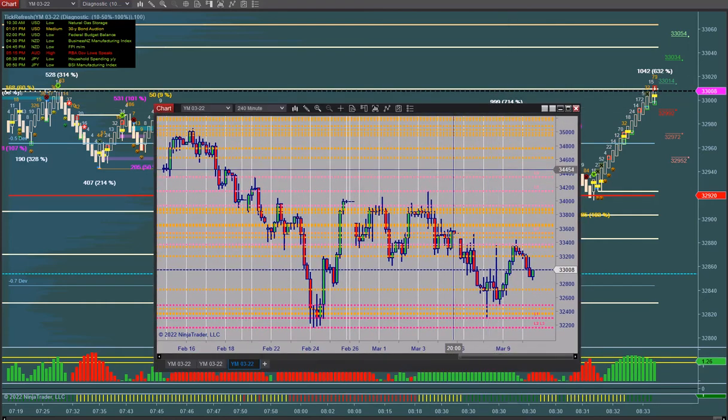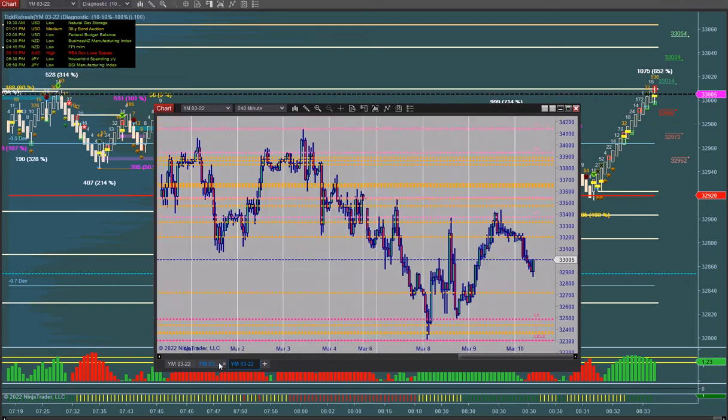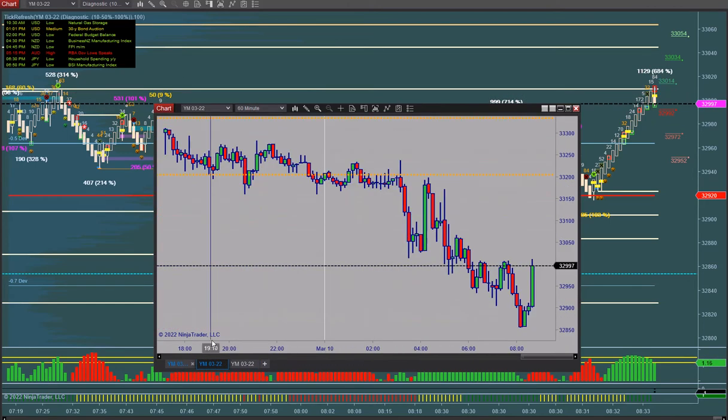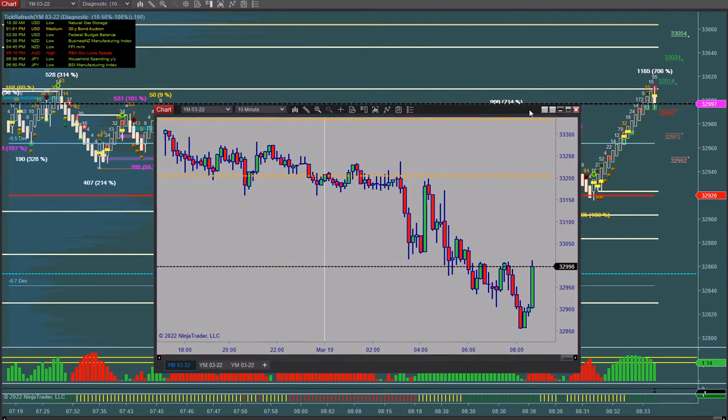Is I refresh these. These are my flux levels and dynamic magnets. Refresh them before I get started. Okay, and then just minimize it.